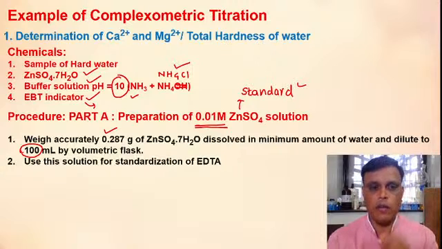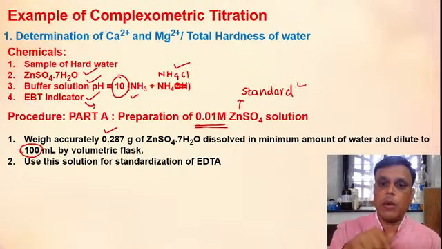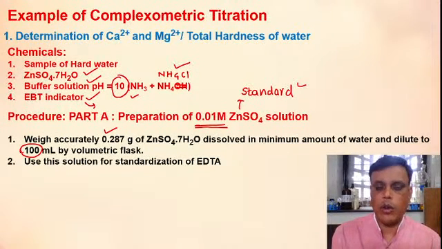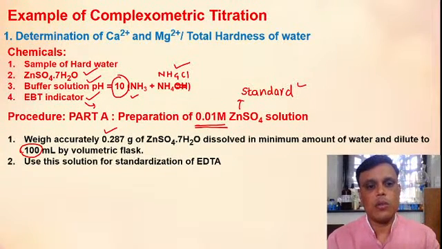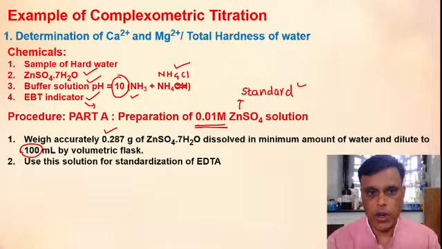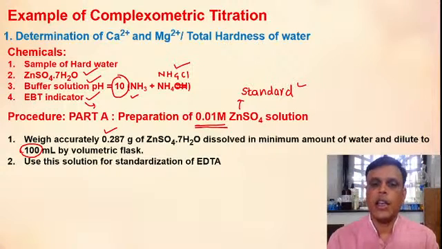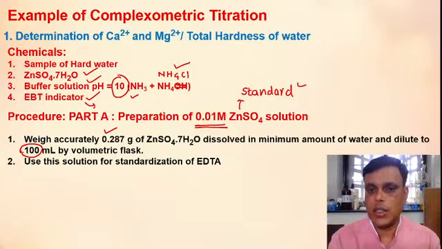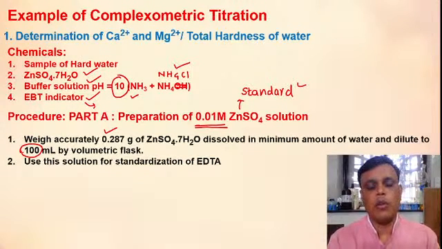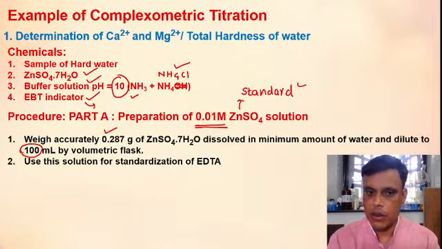So what you have to do: first weigh accurately 0.287 gram of zinc sulfate, dissolve in a minimum amount of water, say for example 20 to 30 ml of water, and then dilute up to 100 ml by using a volumetric flask, and use this solution for standardization of EDTA. So what is the purpose of this zinc sulfate solution? Zinc sulfate solution is a primary standard substance. It does not undergo change in its concentration. So you have to use this zinc sulfate solution for standardization of EDTA. EDTA is a secondary standard substance. It can undergo change in concentration.